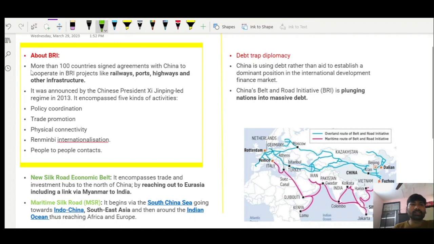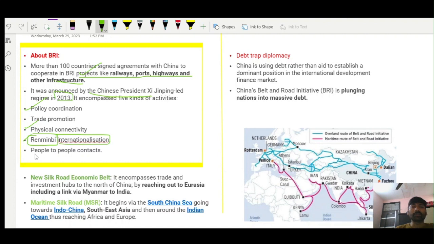More than 100 countries signed agreements with China to cooperate on BRI projects like roadways, railways, ports, and other infrastructure. It was announced by the Chinese President Xi Jinping-led regime in 2013. It encompasses five kinds of activities: policy coordination, trade promotion, physical connectivity, and renminbi internationalization. Renminbi is the Chinese currency. For example, the dollar enjoys a dominant position in the international market. In the very same way, the Chinese renminbi is also trying to internationalize.